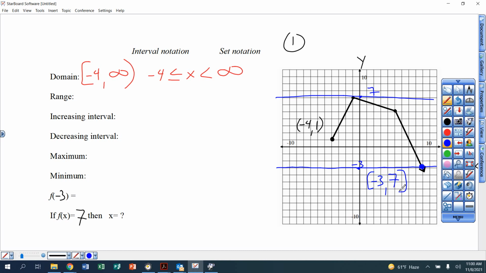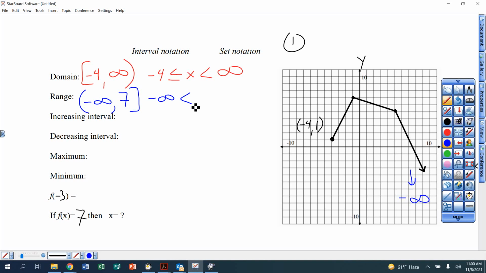But because there's not, and there's an arrow going down to infinity, there is no bottom to it. And since it's going down, that's going to be negative infinity because range is measured bottom to top. Anything going down, negative infinity. So for my range, no bottom, rounded, negative infinity, all the way up there to 7 on the y-axis. 1, 2, 3, 4, 5, 6, 7. Square bracket. If I did that in set notation, negative infinity less than y less than or equal to 7.